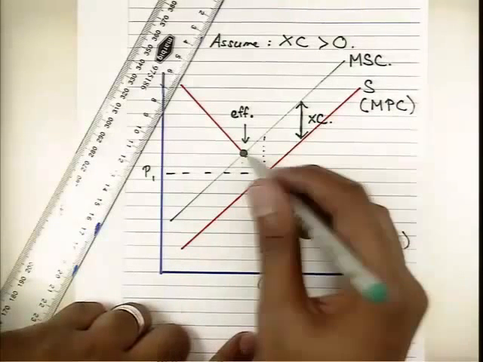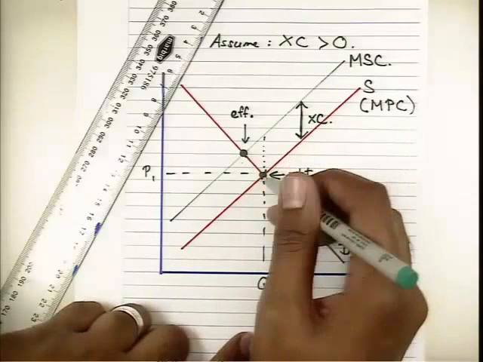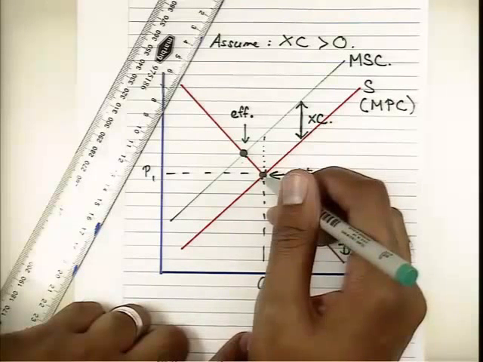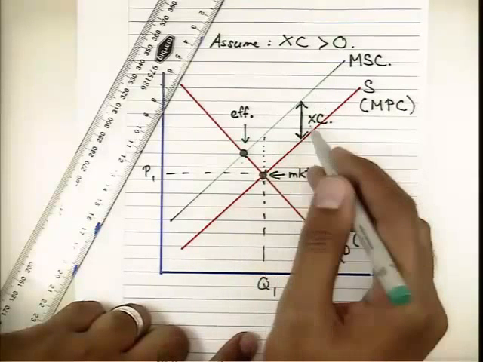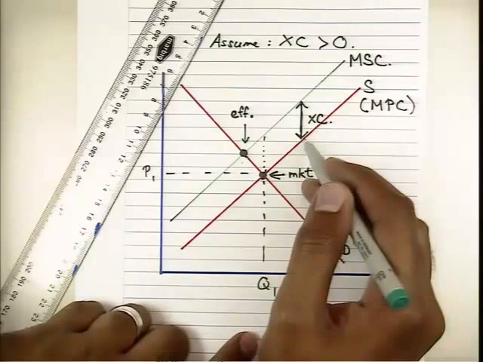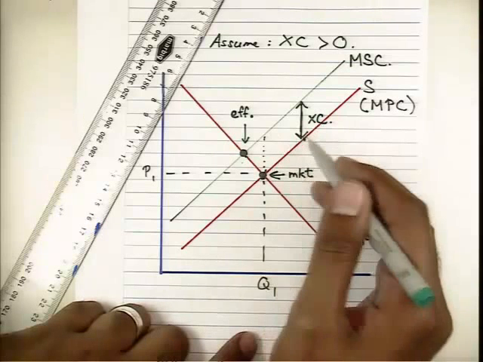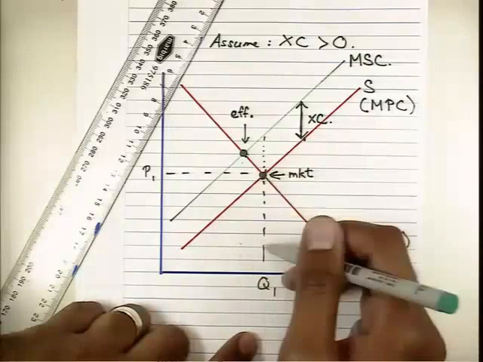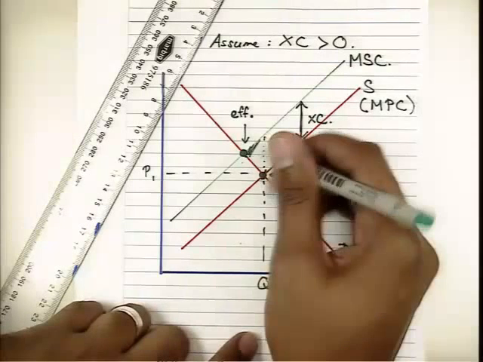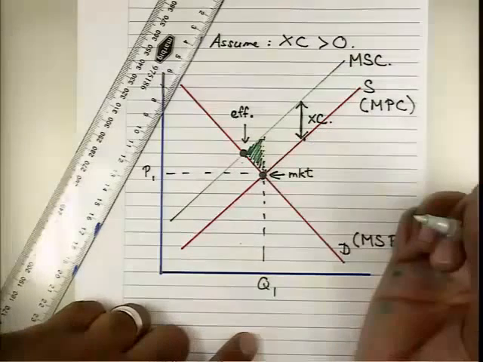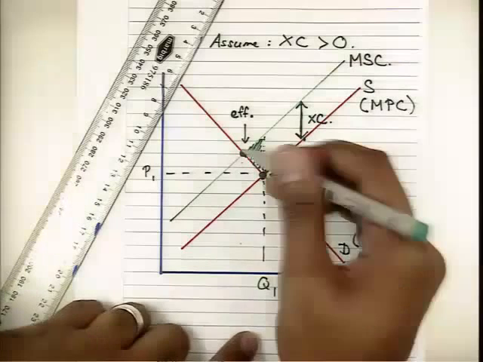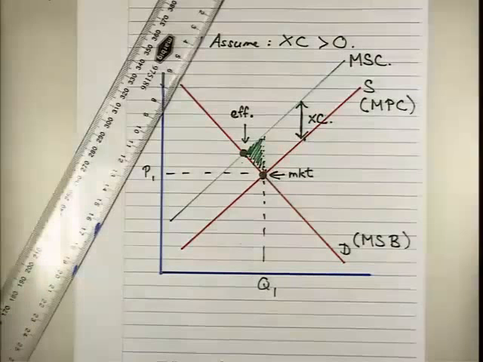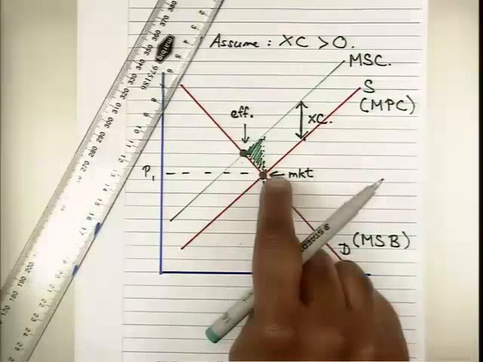The market is actually overproducing this product because the market is underestimating the cost. The private market is ignoring the external cost. They underestimate the cost, overproduce, and create a deadweight loss. The market is creating a deadweight loss in this case by producing beyond the efficient point.